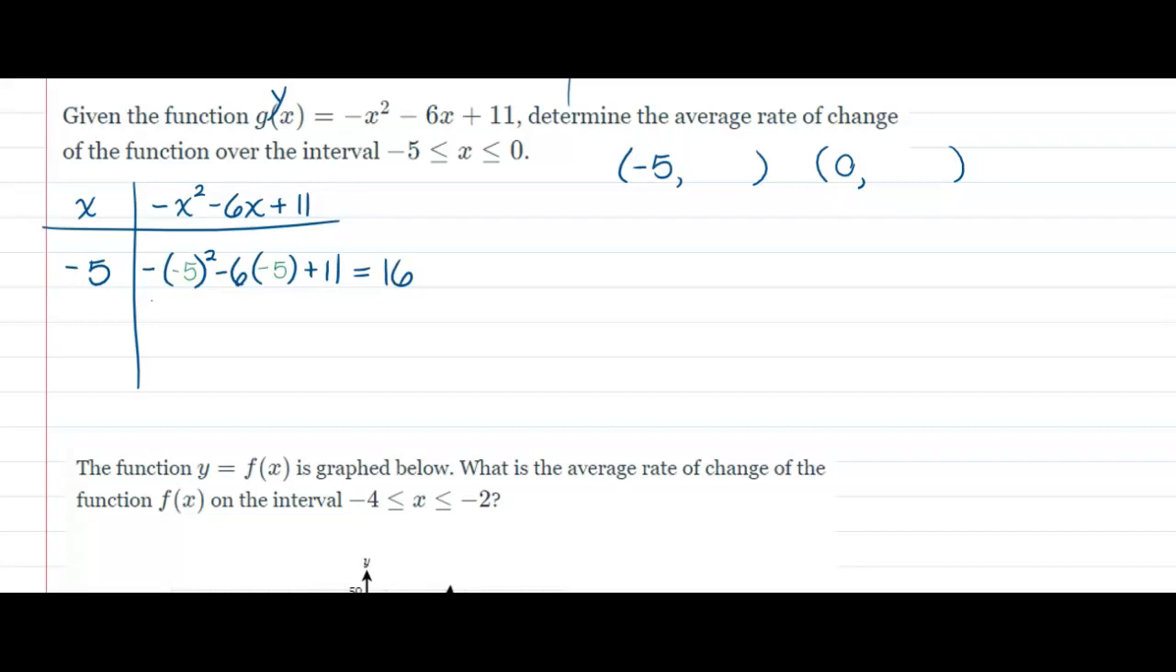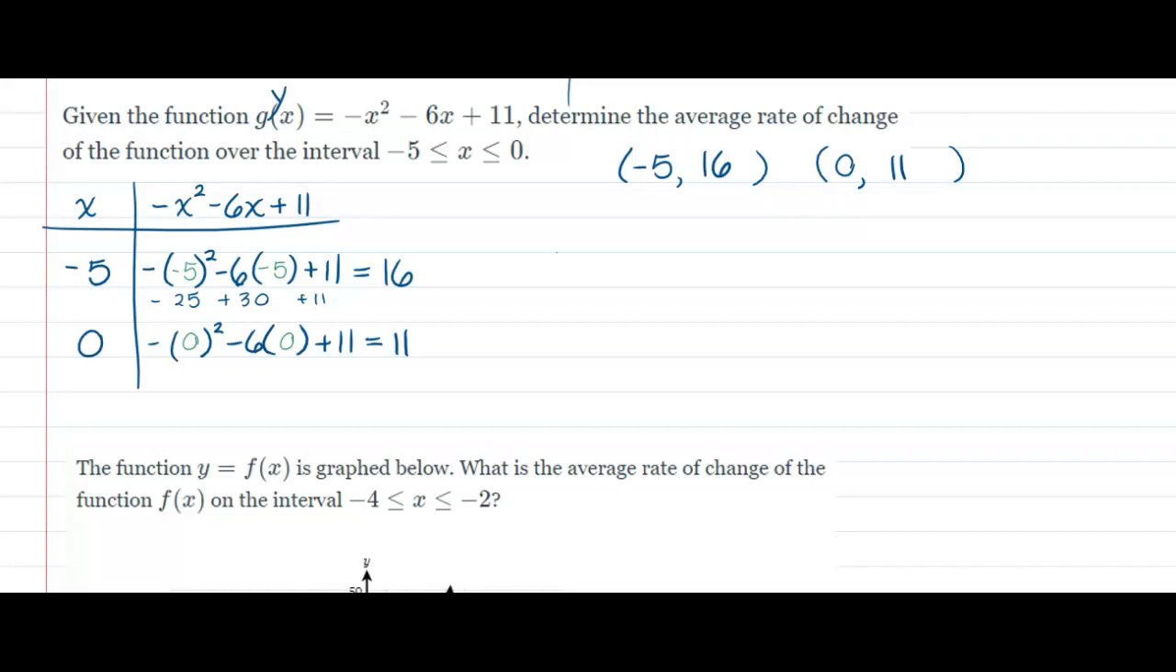-5 squared, that's like -25. -6 and 5 makes 30. And 11. That's how we get to the 16. You could also do -5 stored as x and then type this expression in your graphing calculator. It'll give you 16. Let's do the same for 0. -0 squared minus 6 times 0 plus 11. Putting those zeros in, we end up with 11.